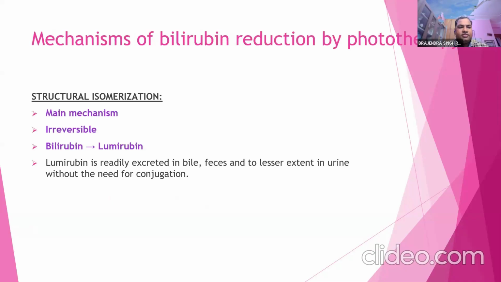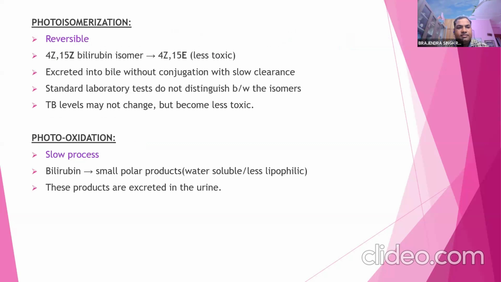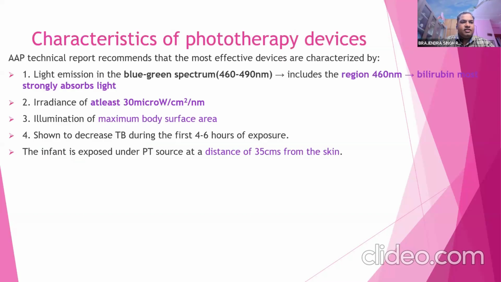Now these are the relative contraindications. These are the mechanisms: structural isomerization, the main mechanism of phototherapy conversion, and this is irreversible, and bilirubin changes into lumirubin. And lumirubin is readily extracted by bile, and to a lesser extent in urine, without the need of conjugation. These are some other mechanisms: photoisomerization and photo-oxidation.